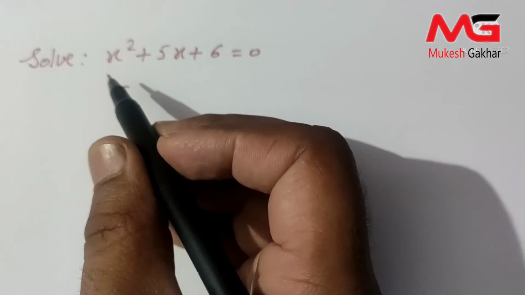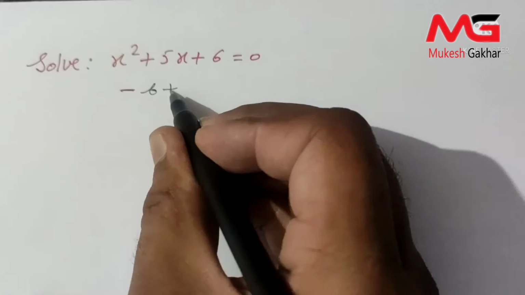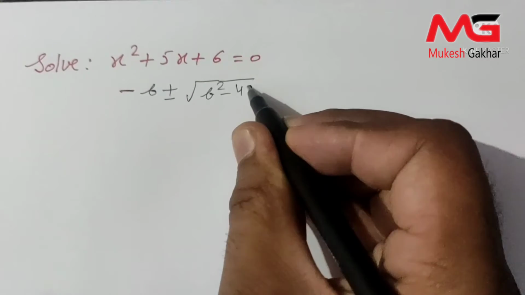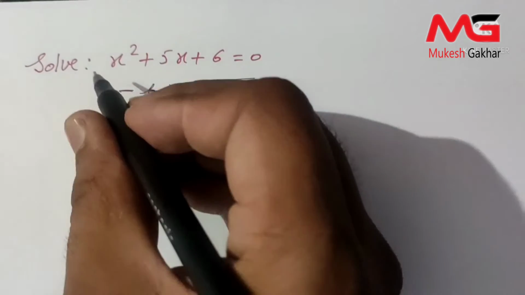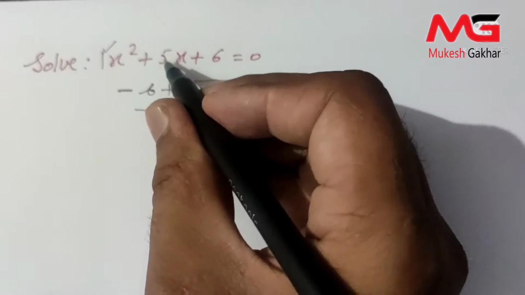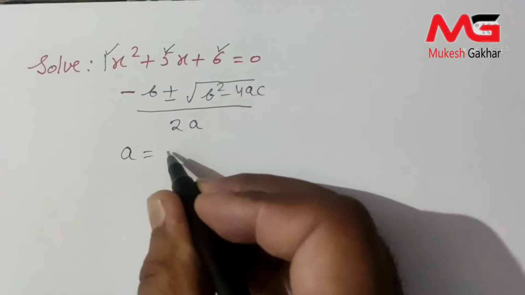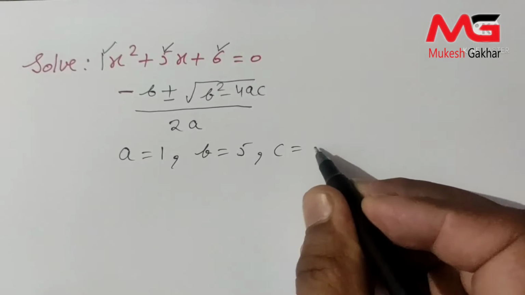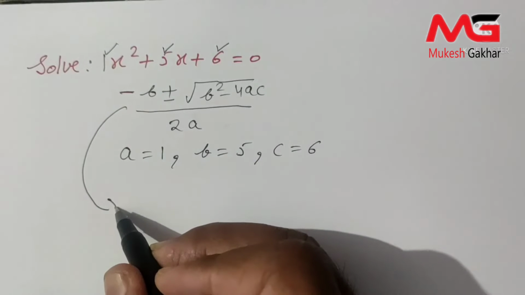Now we will solve this question by using the quadratic formula. The quadratic formula is minus b plus minus root b square minus 4ac divided by 2a, where a is the coefficient of x square, b is the coefficient of x, and c is the constant. So we can write a is equal to 1, b is equal to 5, and c is equal to 6. We will put these values in this quadratic formula.